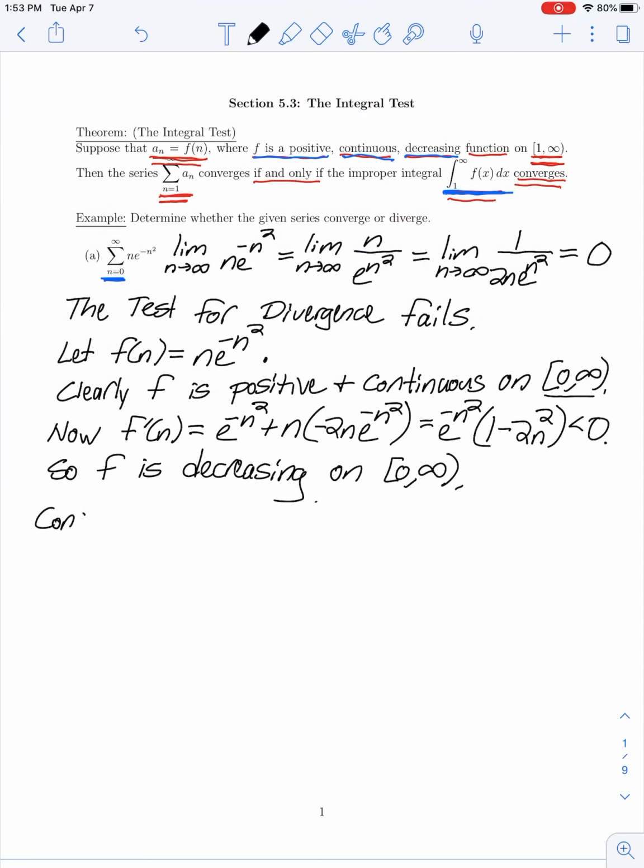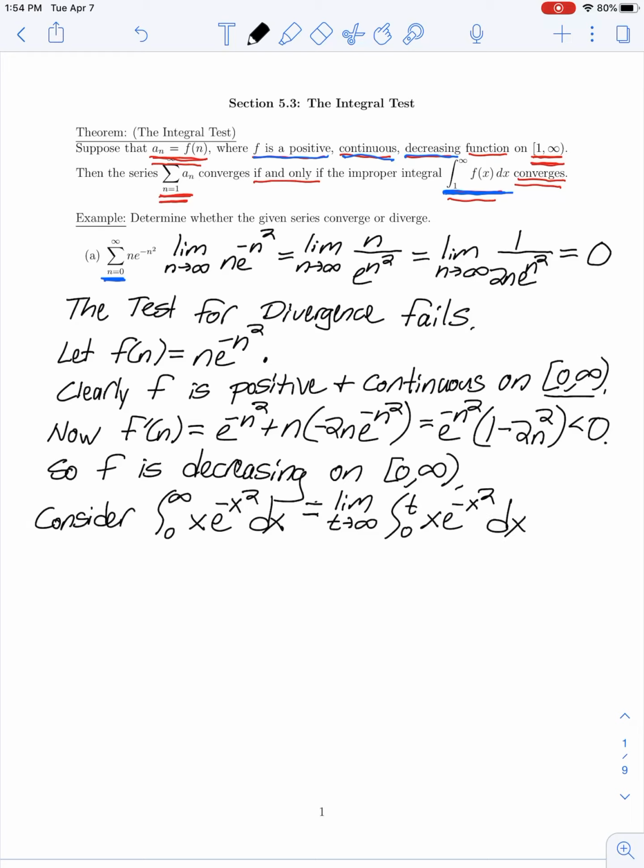So let us consider the improper integral from 0 to infinity of our function, which in this case is x e to the negative x squared. Here we're just replacing n by the variable x that we're a little more familiar with working with. Now, to evaluate an improper integral, we have to make use of a limit. So we would take the limit as t approaches infinity of the integral from 0 to t of x e to the negative x squared dx.